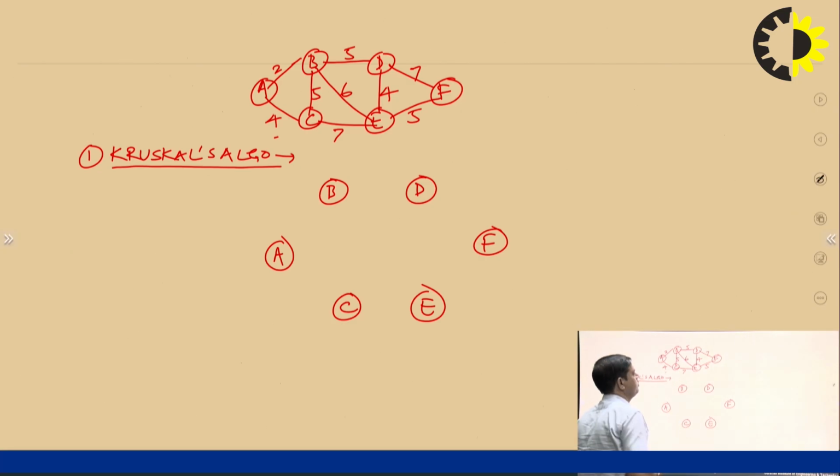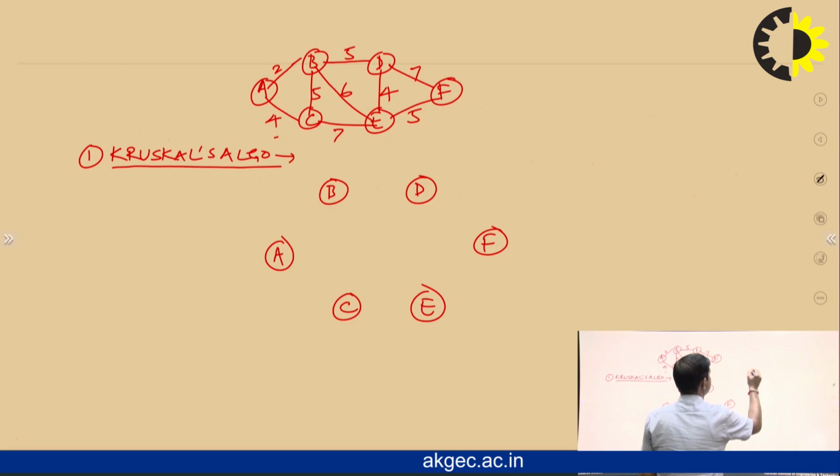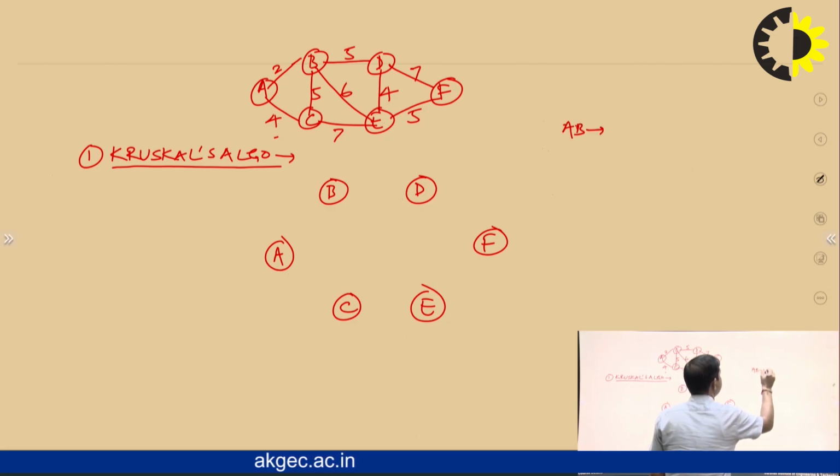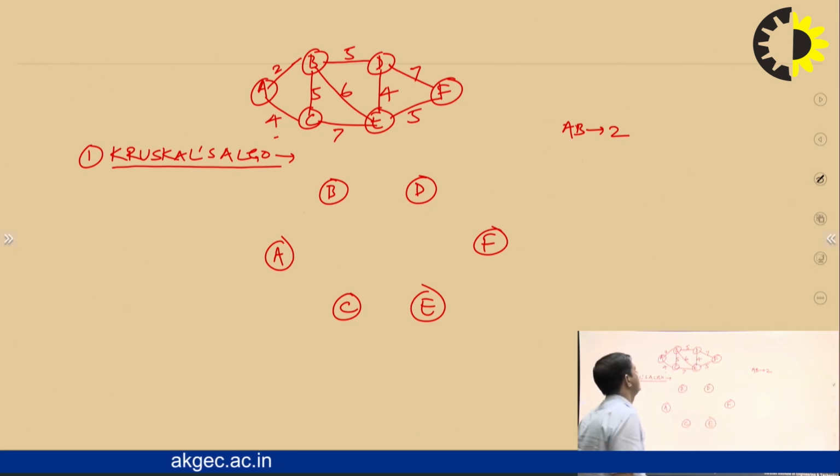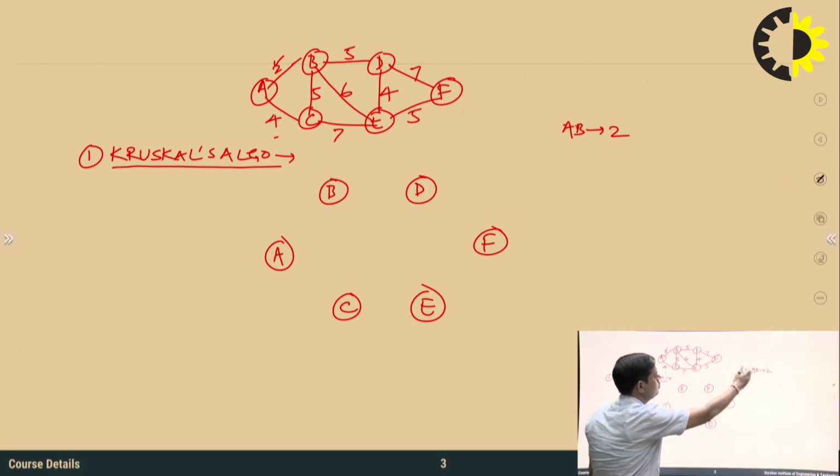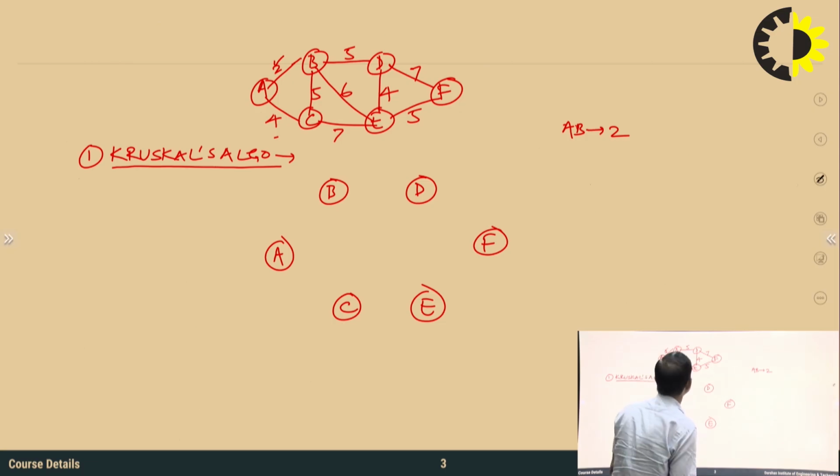Now according to this method, first of all, we will put all the edges in the increasing order. So first of all, minimum edge is A to B. Just we have to write down AB and weight is 2. That is used. I am just putting a tick to ensure that I have taken this, and we have to put all the edges in the increasing order.